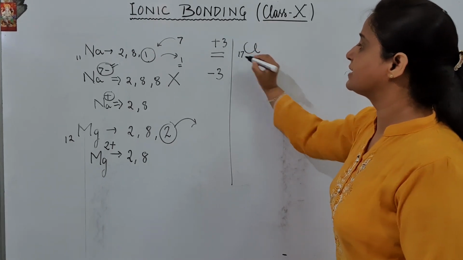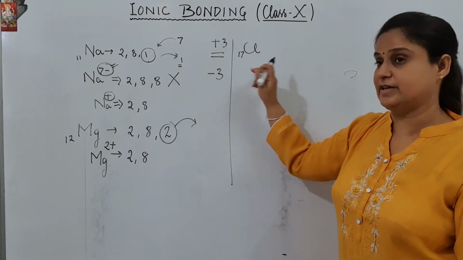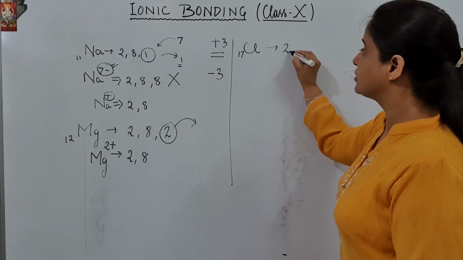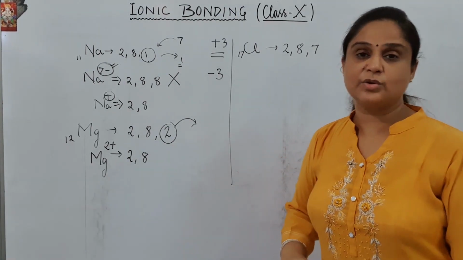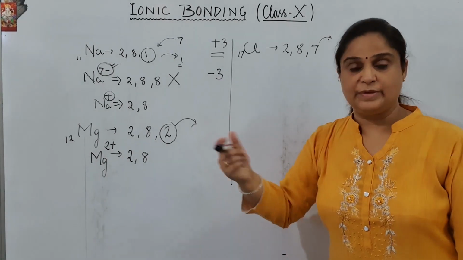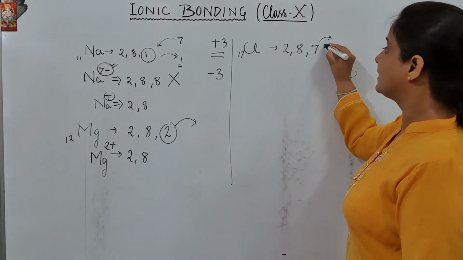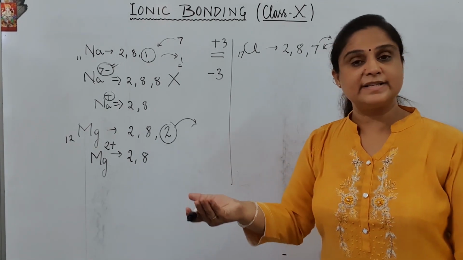So let us talk about another kind of element, and the example is chlorine. So I am taking the example of chlorine, which has atomic number 17. So what will be the configuration? 2, 8 and 7. Now what can this chlorine do? Either it can lose its 7 electrons to stabilize, or it can gain 1 electron to stabilize. तो क्या करेगा? What is easier for it?